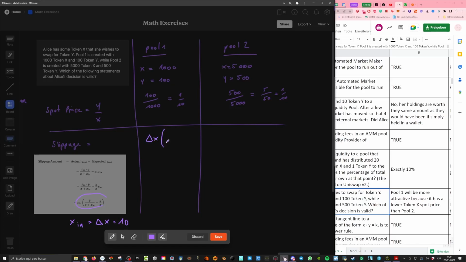Okay, so let's write out the formula. In our case, it's delta x, and it's our normal y that we have here, and then it's x plus delta x, and then minus y by x. That's our formula, right? So we have 10 times 100 divided by 1010, no, plus 10. Oh, sorry, it's plus, addition. Minus 100 divided by 1000. Yeah. Okay.